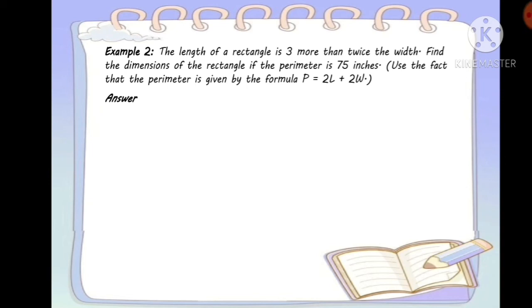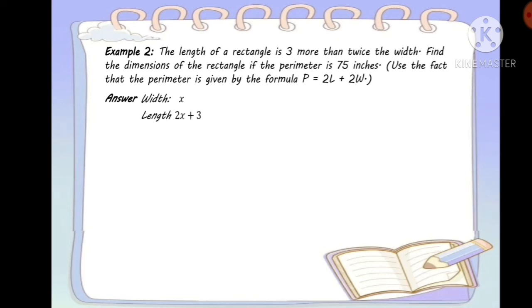Step 1. Dictionary. In this case, we call the width x, and that way, we can translate the expression for the length directly. 3 more than twice the width will be written as 2x plus 3. So, the dictionary will be width is x, length is 2x plus 3.